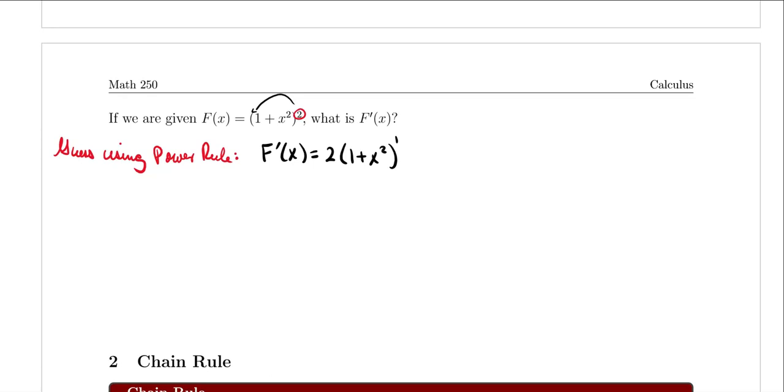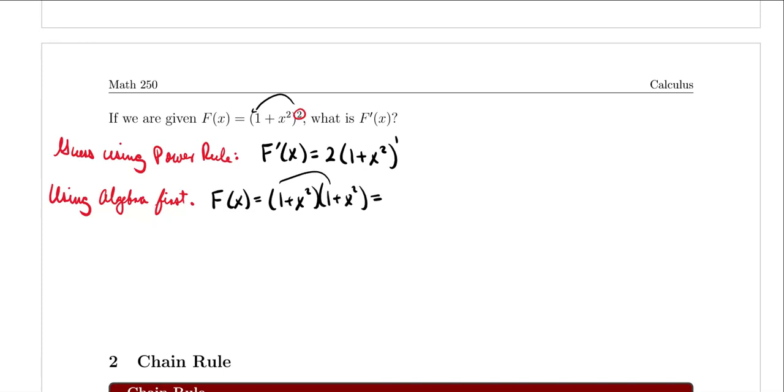Okay, now let's see how our guess compares if we instead use algebra first. Well, if I use algebra first here, then I'm going to go ahead and rewrite our function capital F of x as equal to 1 plus x squared times 1 plus x squared. Now if we go ahead and follow this, we're going to get, let's see, 1 times 1 and 1 times x squared, then x squared times 1 and x squared times x squared, which will give us here 1 plus 2x squared plus an x to the fourth here.